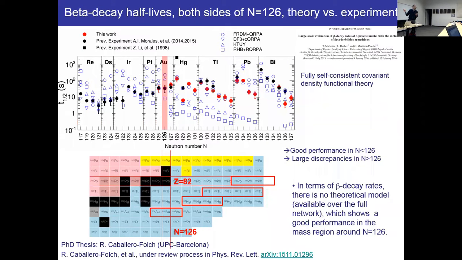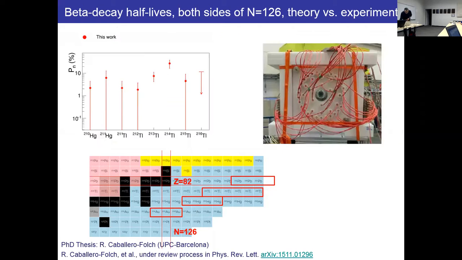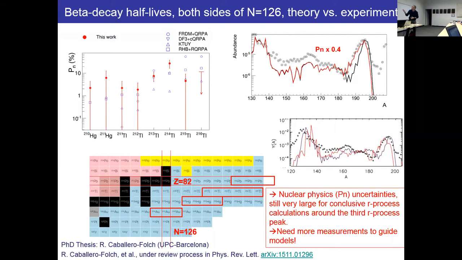So this is something which is very puzzling. Why does it fail here so much in the reproduction of the half-lives, while in the neutron branchings it seems to perform well? This is something which is not clear. The conclusion would be that in terms of neutron branching ratios, clearly we need to perform more measurements.